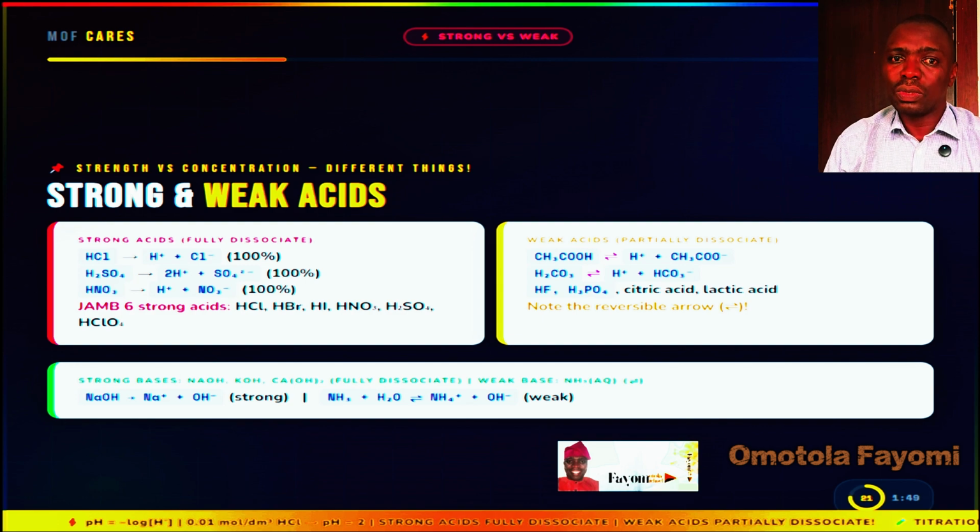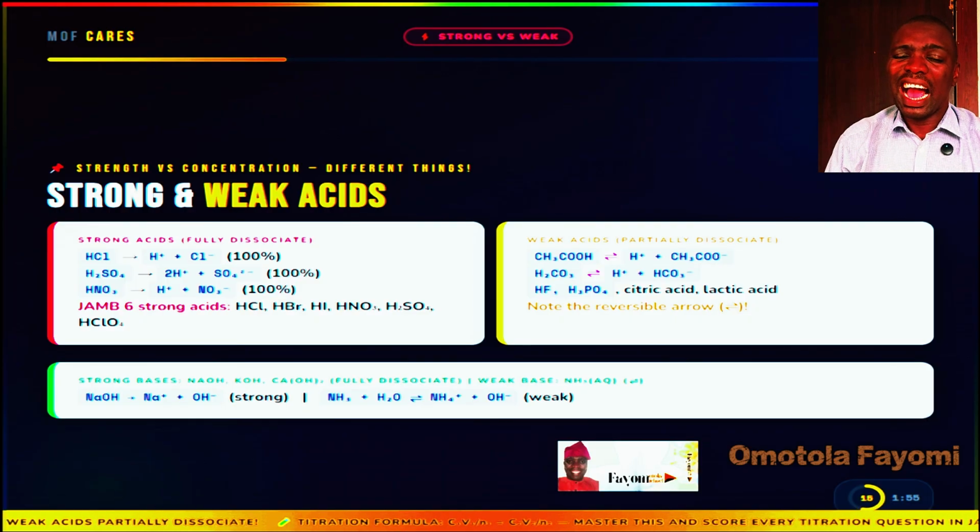A concentrated weak acid can have a higher pH than a dilute strong acid. The words strength and concentration are completely different properties.